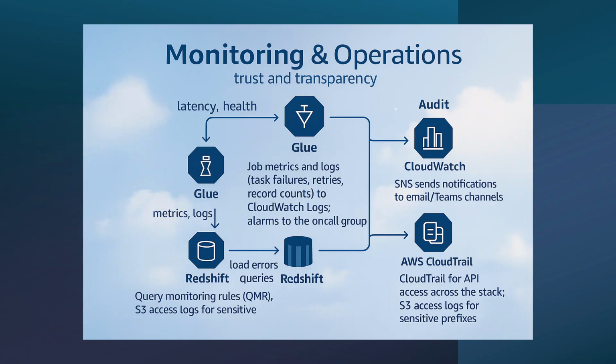Now, for DMS, we track replication latency and error counts through CloudWatch. If replication lag stays above 10 minutes for, let's say, 15 minutes, SNS alerts the data ops channel. We also monitor replication instance storage so we never hit capacity midstream. That's very important.